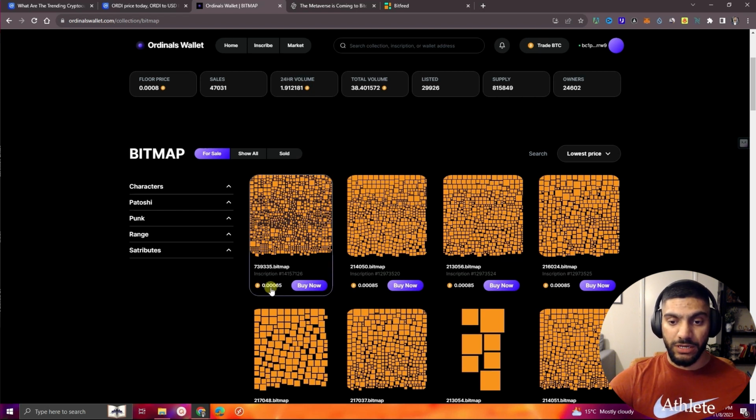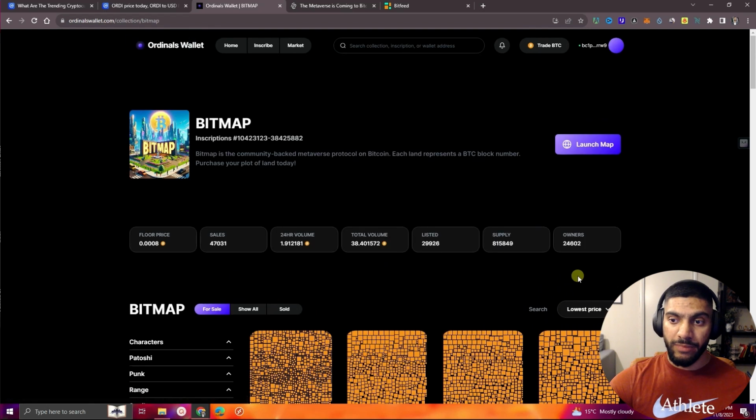You can see it's still sitting at 0.006, which is around $20 at the most right now. They were minted very cheaply earlier. You can see the volume has increased in the last 24 hours. Total volume is 38 Bitcoin. So you can see it's still really early. The sales are 47,000. You can also look at the amount of value it will bring in, because Ordinals will bring this kind of project on top of the NFT community. So other communities will come into this as well.